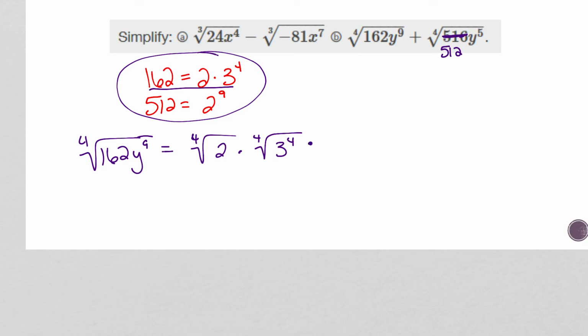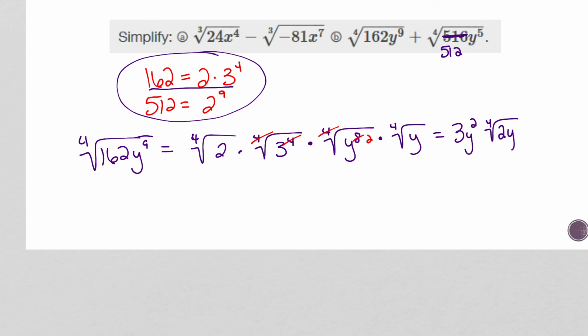Times, we've got some y's in here, times the fourth root of y to the eighth, because I can easily take the fourth root of that, times the fourth root of y, because I needed one more, okay? So I can take the fourth root of that, I can take the fourth root of that, so those are going to go on the outside. So I've got 3y squared on the outside, and then I have the fourth root of what's left over, which is 2 and y. All right, so that's what that simplifies to be.